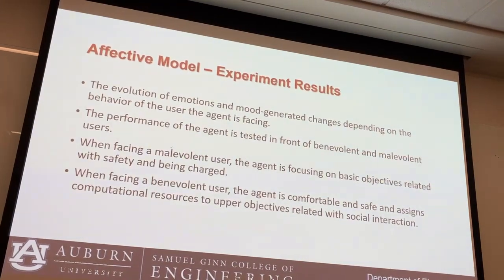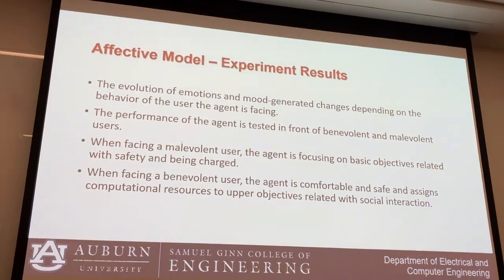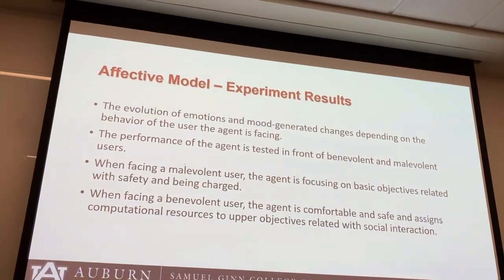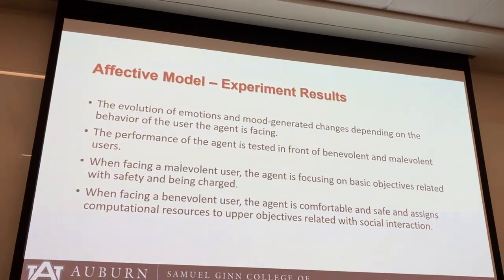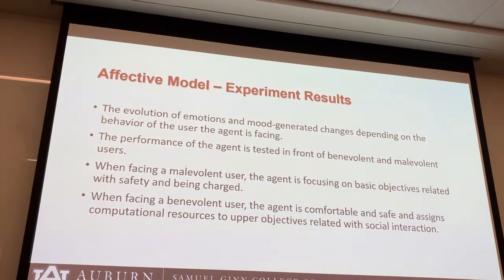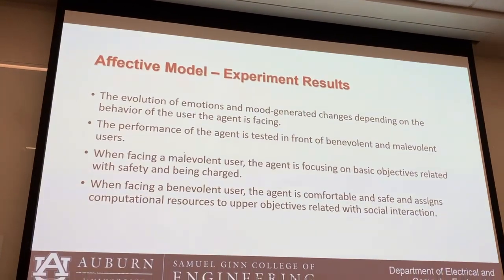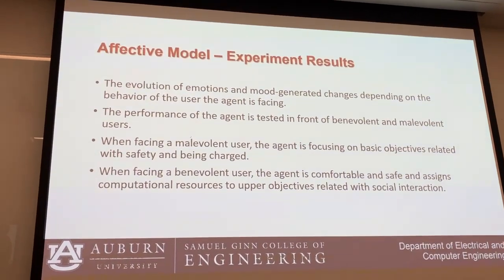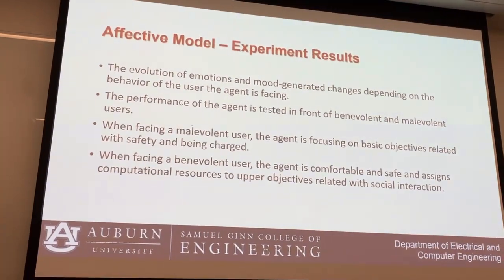So the result is that the performance of the agent is tested in front of benevolent and malevolent users. When facing a malevolent user, the agent focuses on basic objectives related to safety and discharge. And when facing a benevolent user, the agent is comfortable and safe, and assigns computational resources to upper objectives related to social interaction.